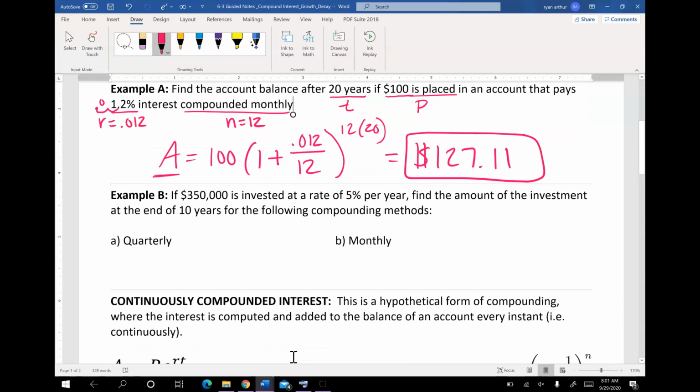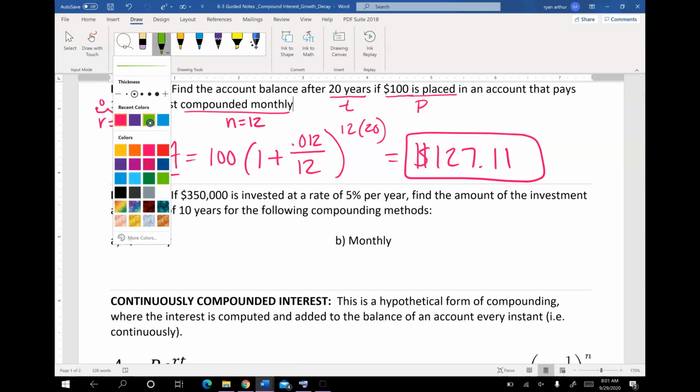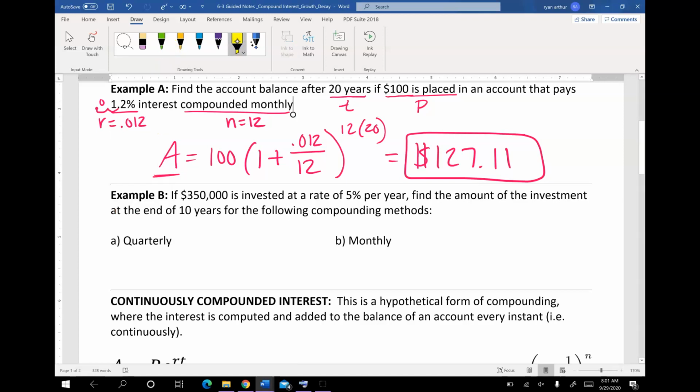So it says if $350 is invested at a rate of 5% per year, find the amount of investment after 10 years for the following compound method. So I'm splitting this up into two parts. The first one is I want to compound quarterly, okay?